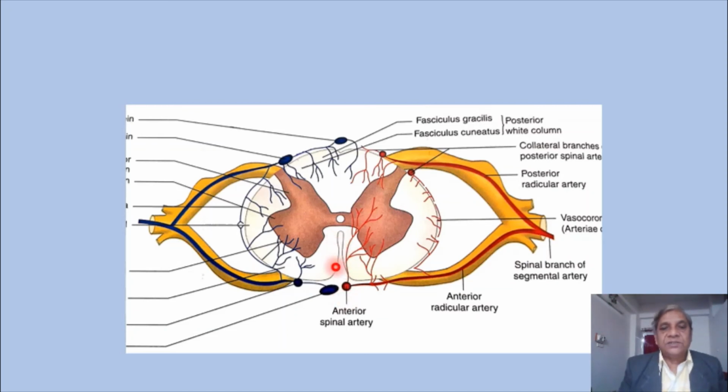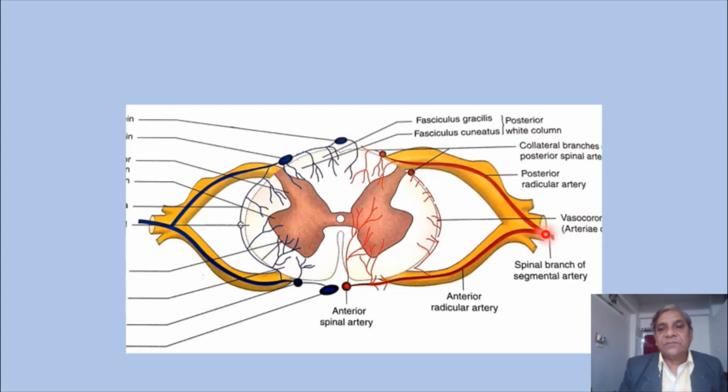This is the anterior median fissure, this is the posterolateral sulcus, and then the anterior horn, the posterior horn, the gray horn, and then this is the posterior spinal root, and this is the anterior spinal root. Now there are three vertically running arteries: the posterior spinal artery on the right side and on the left side, and this is the anterior spinal artery, and they send branches inside to supply the spinal cord on either side.